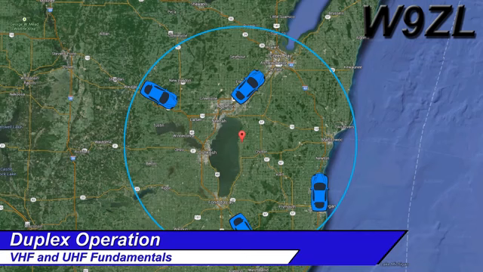So here's a coverage map of one of our local repeaters. As you can see from the map, as long as you're in the blue circle, you can hear the repeater. So for example, a gentleman on his way up to Green Bay can talk to a person in Fond du Lac without a problem due to the height of the repeater, which allows for more line of sight transmission.